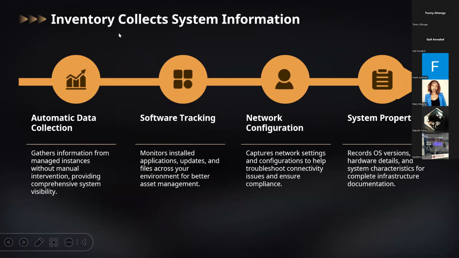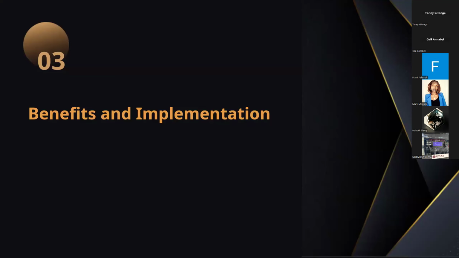What does Inventory collect? System information. Automatic data collection gathers information from managed instances without manual intervention, providing comprehensive system visibility. Software tracking monitors installed applications, updates, and files across your environment for better asset management. It captures network settings and configuration to help troubleshoot connectivity issues and ensure compliance. System properties record versions, hardware details, and system characteristics for complete infrastructure documentation.